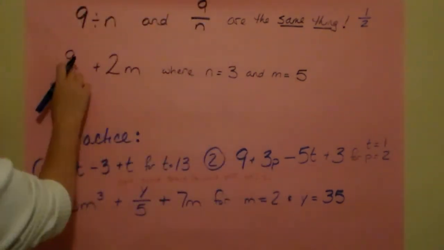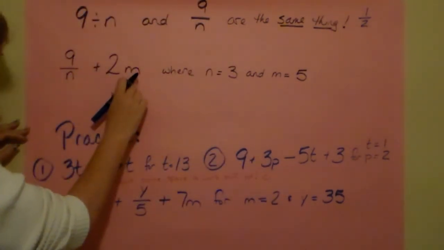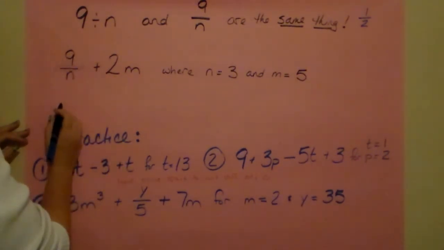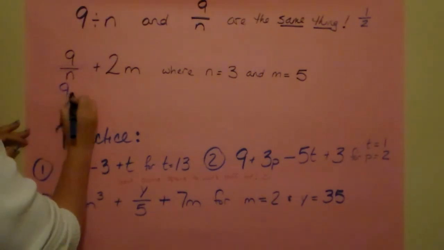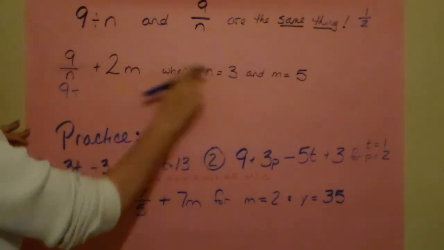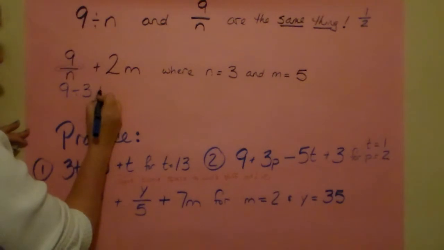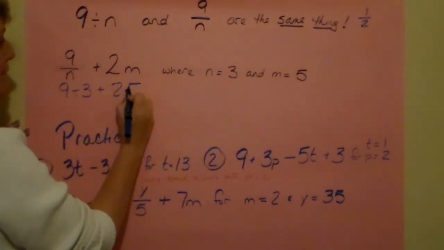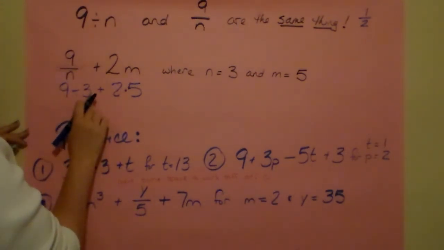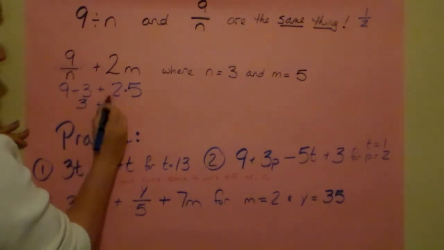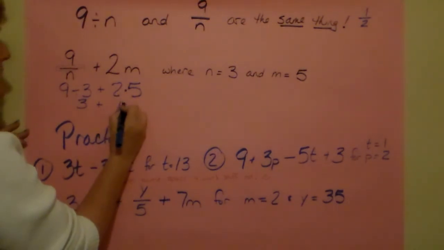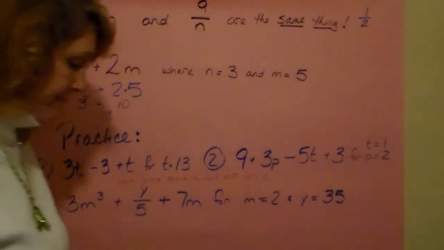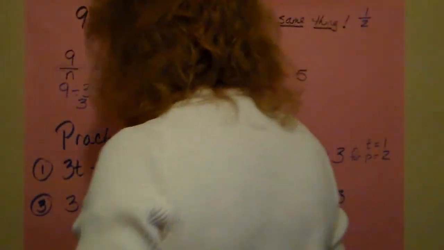So when you see a problem like 9 over n plus 2m, and you're like, oh, what do I do now? This is a division sign. So you're really doing 9 divided by 3 plus 2 times 5. I'm going to do 9 divided by 3 first. That's 3 plus, and 2 times 5 is 10, and that makes 13. Are you good? All right, now you're down to practice.